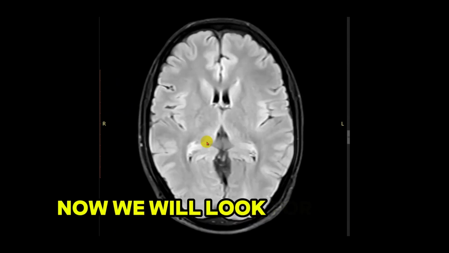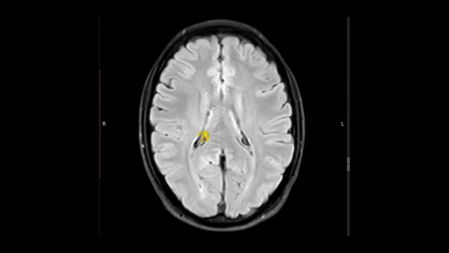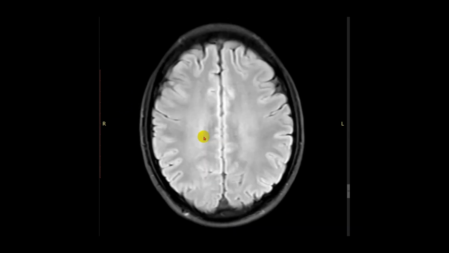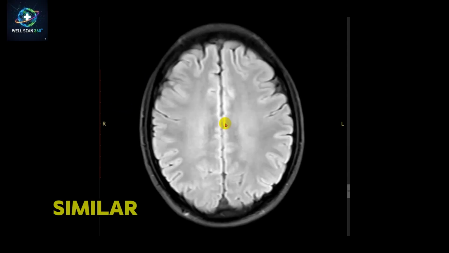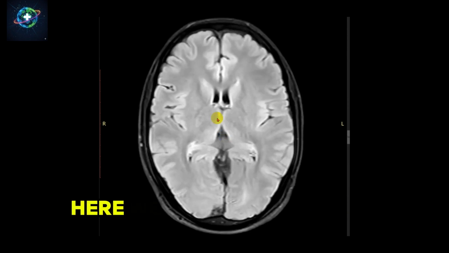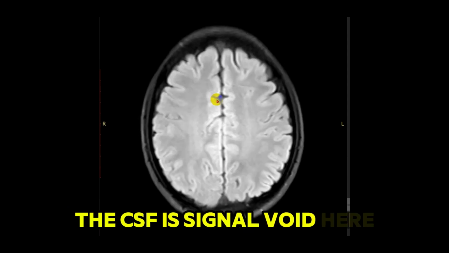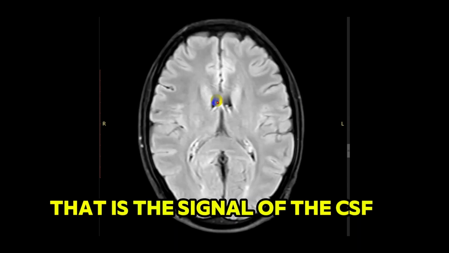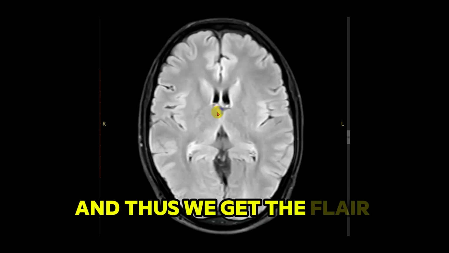Now we will look at another important sequence done in case of brain MRI. This one is the FLAIR sequence. This FLAIR is similar to T2, but the CSF is suppressed here. Here we can see within the ventricles the CSF is signal void. That is, the signal of the CSF is suppressed here, and thus we get the FLAIR sequence.